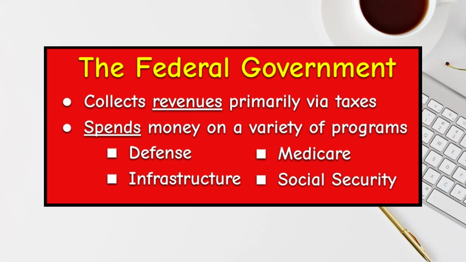The three branches of government, the executive branch, legislative branch, and judicial branch, are responsible for implementing revenue and spending policies of the federal government. The federal government collects revenues primarily through taxes, such as income tax, and spends money through a variety of programs, such as defense spending, infrastructure spending, Medicare, Social Security, and other social welfare programs.